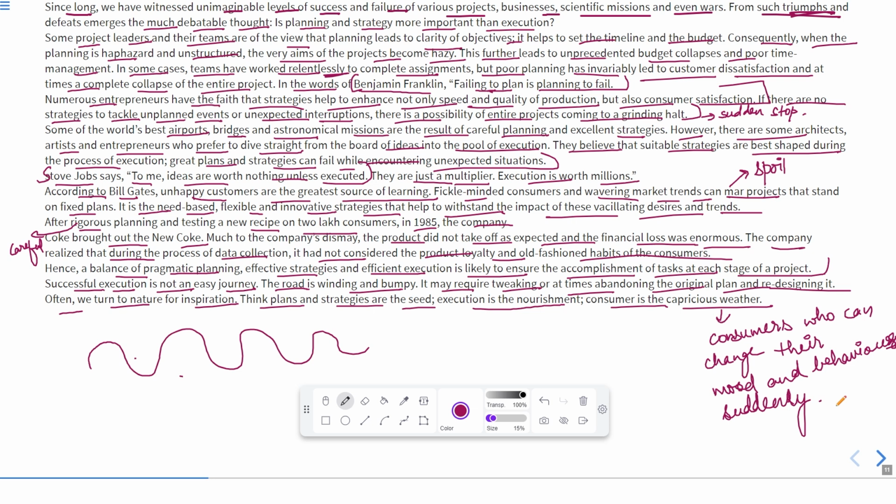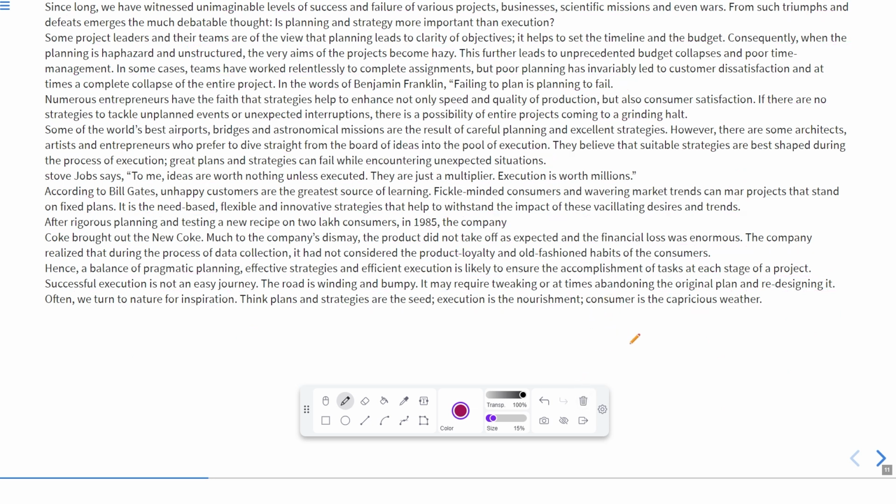They have said that strategies and plan are the seed, execution is the nourishment, it means that will grow the plant, and consumer satisfaction is the capricious weather. It means it is something which is required, the changeable of anything. It means that you can face the changing of anything. So these are the particular things in the process of doing or making any act. I hope you have understood the meaning of the entire paragraph. So now let us start doing the questions based on this passage.